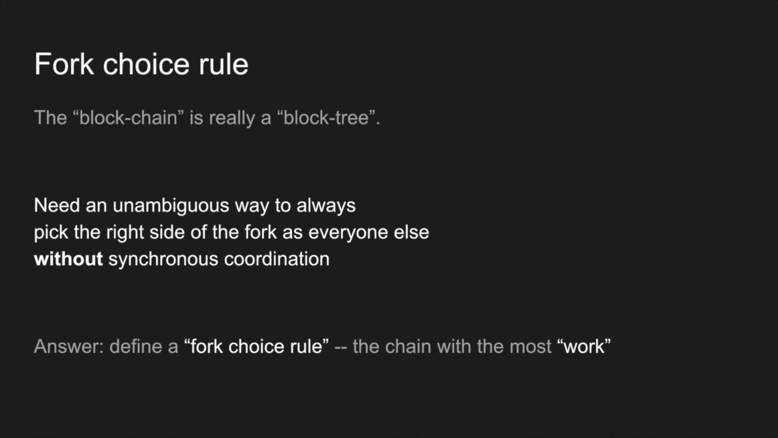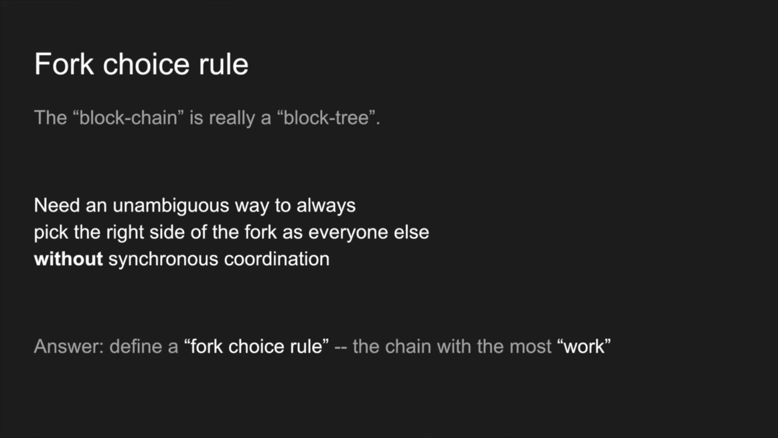Again, the point here is that you need an unambiguous way to figure out which arm of the fork you should go down when your decision is a function of everyone else as well, right? Even when you can't talk to them in a synchronous manner. I don't have time to go and ask, hey, what is everyone doing, and then make my decision. I have to independently, without talking to any of you, figure out which is the right choice.